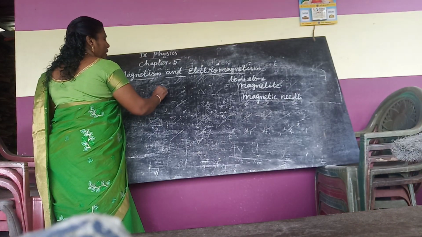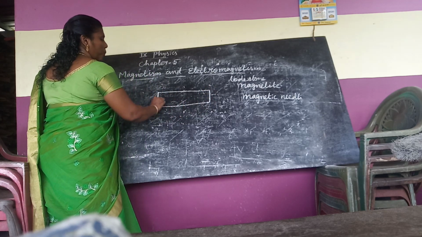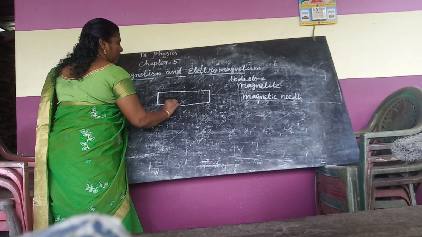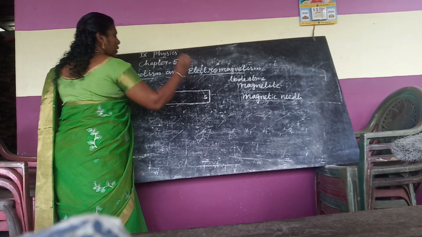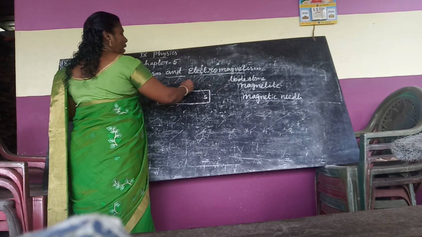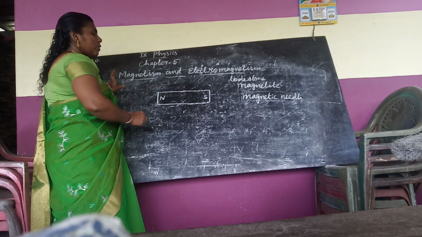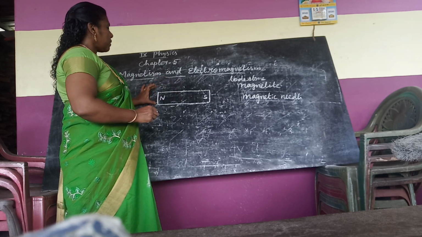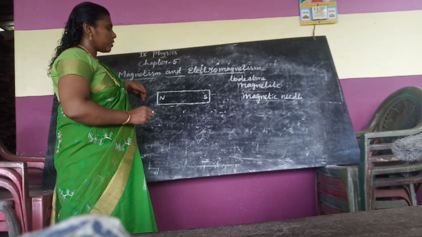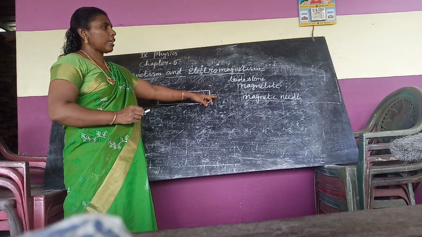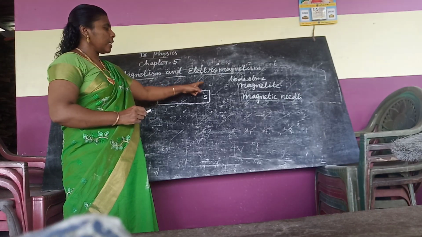Next is the magnetic field. Suppose this is the magnet with two poles, north pole and south pole. The space or region around the magnet where the force of influence acts is called the magnetic field. The region around the magnet through which the force of influence acts is called the magnetic field.